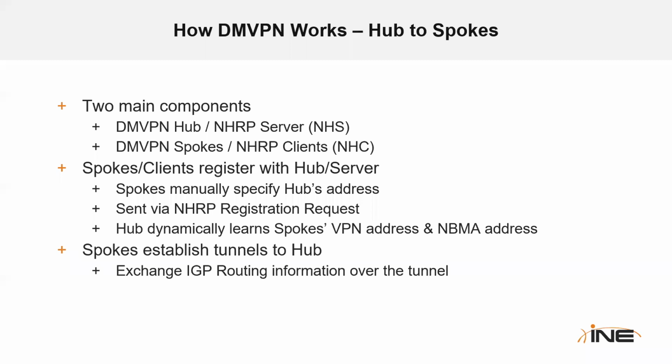Okay, the hub is then going to dynamically learn both the spoke's VPN address and what we call the NBMA address, which is the overlay address and the underlay address. So the overlay address is what we're going to be running inside the tunnel or the VPN. And then the NBMA is going to be the underlay interface, the underlay addressing that we're using to establish the multi-point GRE tunnel. Okay, the spokes are going to establish the tunnels to the hub, and we're going to exchange IGP routing information over the tunnel. In our examples today, we're going to be using EIGRP as our routing protocol of choice.